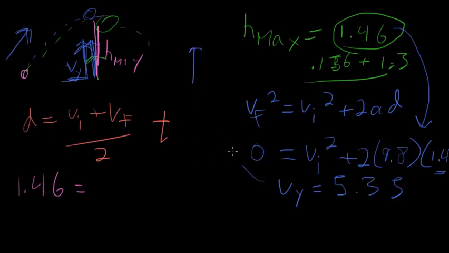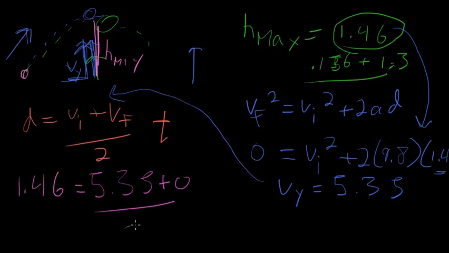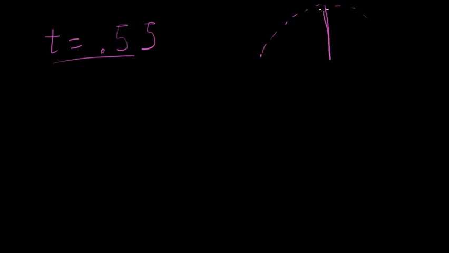So now, since I like to jump ahead of myself, we can plug that into here. So 1.46 equals 5.35 plus 0 over 2 times t. Now, you solve for that, and I'm running out of room here again. So you solve for that, you're going to get t is equal to 0.55.